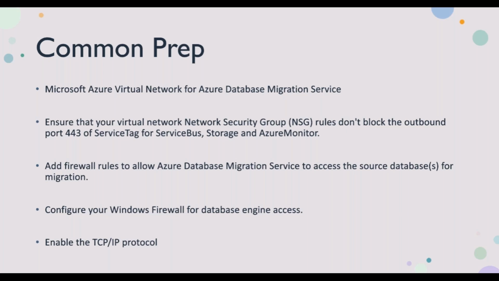Again, we need to configure our Windows firewall for the database engine access, and we need to enable the TCP/IP protocol. By default, when we are using SQL Server Express or something, this TCP/IP protocol is disabled, so we need to make sure we enable it again. There are a few other services also that disable it, so we need to do it again. These are the few common preparations we are talking about.